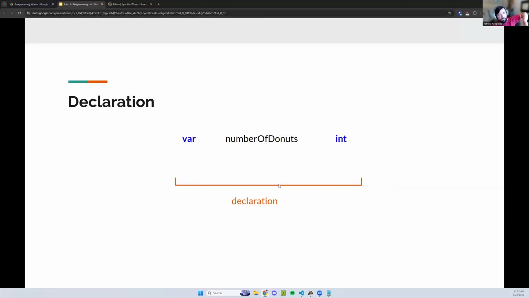Again, we talked about the declaration is three parts. It is just creating a box. It's creating a variable, and we do this with a keyword, a variable name, and a type. So if I have a number of donuts, that's my variable. I can see it's a variable because it's got var in front of it. This is when I'm creating it. I give it a name. Whatever name I want to give it is fine. I try to be descriptive with my name so I remember what's stored in there.